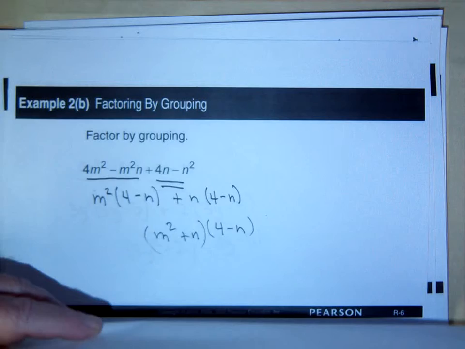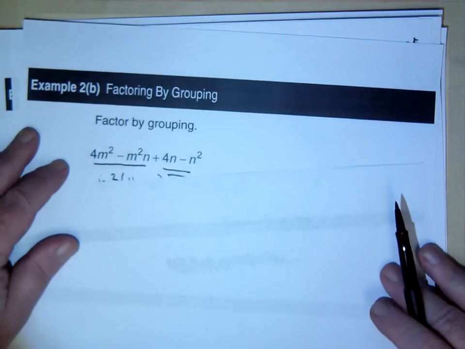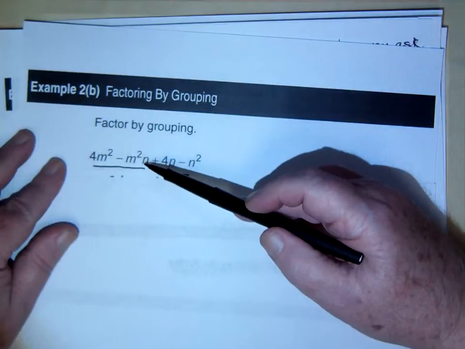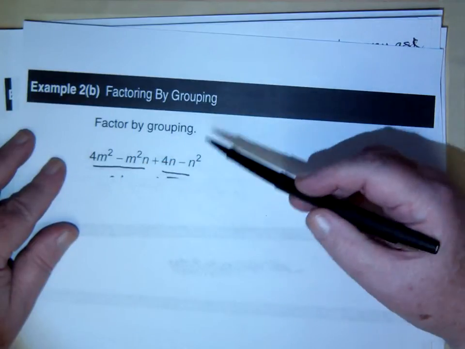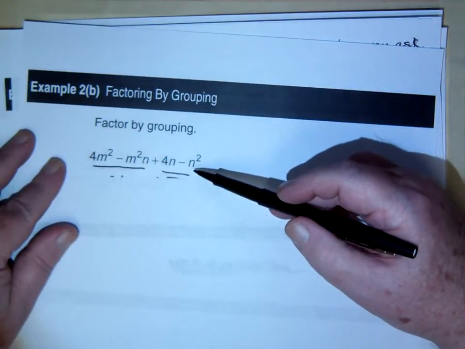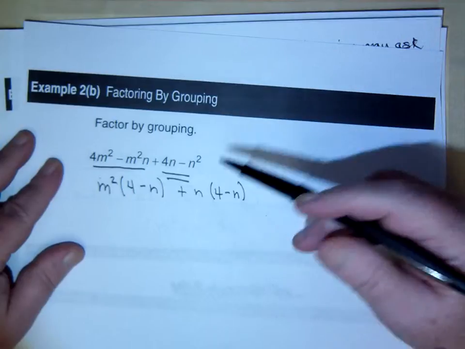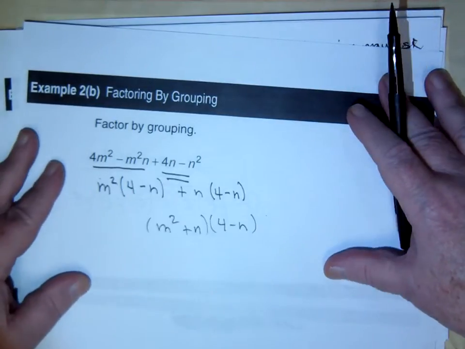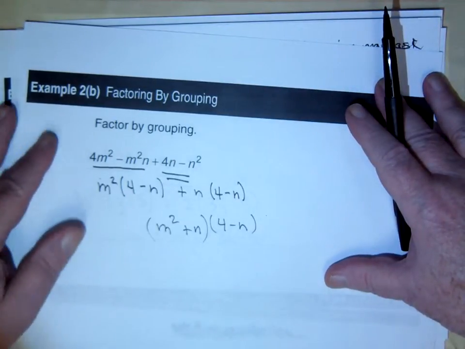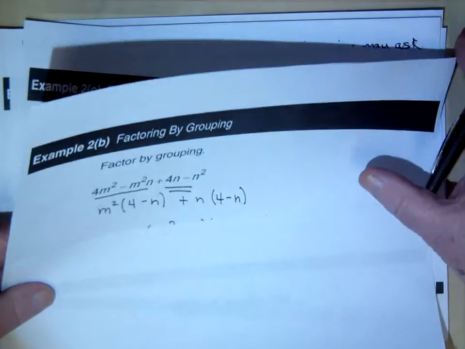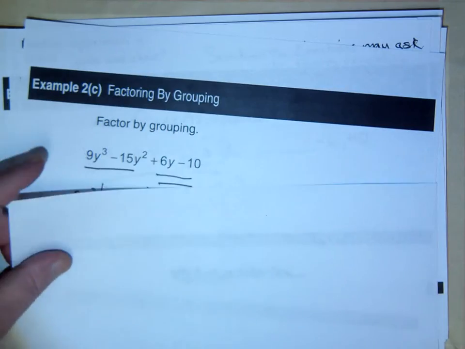Again, factoring by grouping. Here, we can pull a m squared out of the first two terms, and out of the second two terms I can pull an n. So I'm left with m squared times 4 minus n plus n times 4 minus n. The 4 minus n is a common term. I'm left with m squared plus n times 4 minus n.